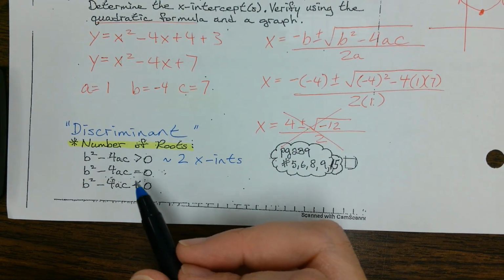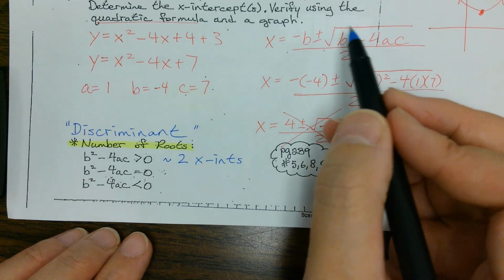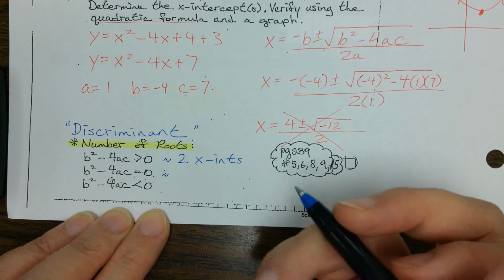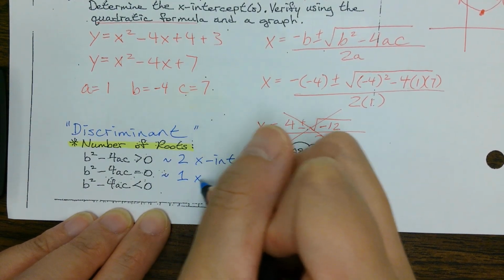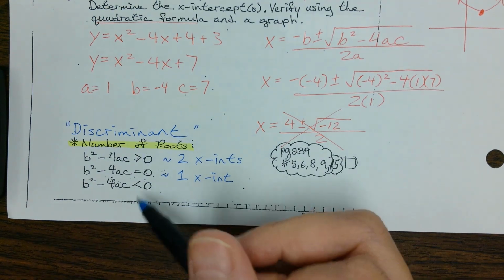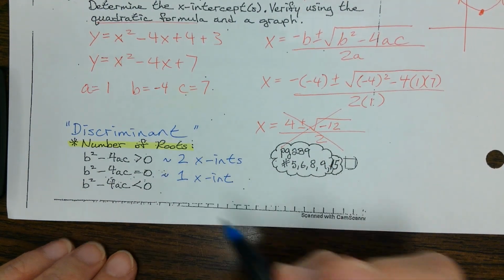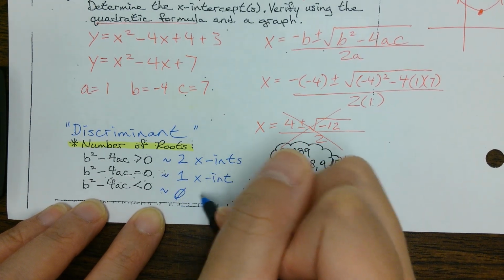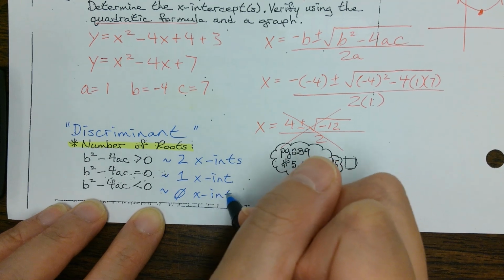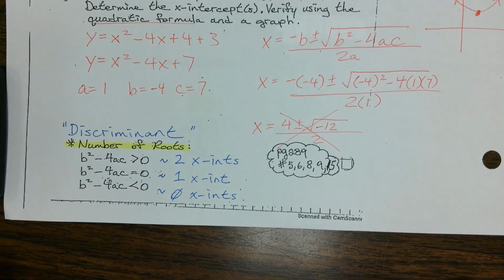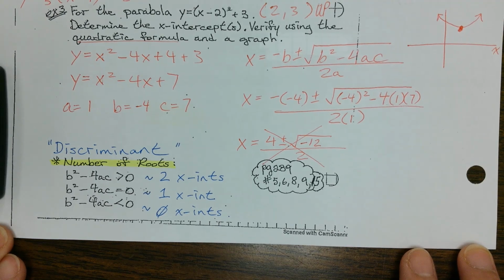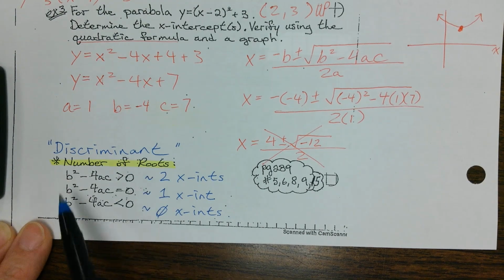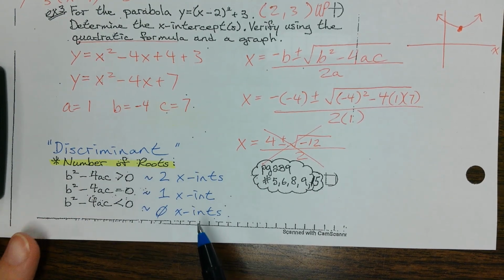Okay. If after we square root it equals 0, what do you think that means? Yep, 1. You have only 1 x-intercept. And just like in this case, when the value under the square root is less than 0, what does that mean? There's 0 x-intercepts, or there's none. So if you're given an equation in standard form, you can just do this part to figure out how many x-intercepts there are.